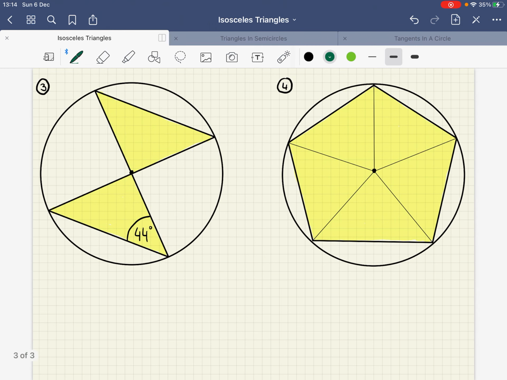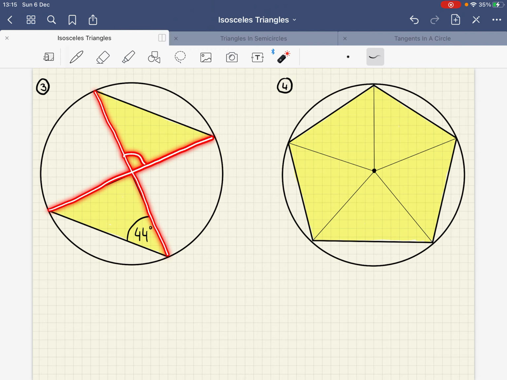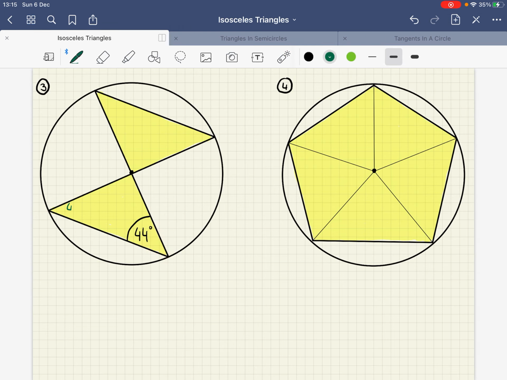Okay, so question 3 then. Here I've got something a bit more interesting. Now the key thing is that this line is dead straight, as is this line, which means what I've got here is an X angle. And if you recall, X angles are the exact same. So I need to work my way to find out what that middle angle is. To start off with, this angle here and this angle here are going to be identical. So that's also 44 degrees.